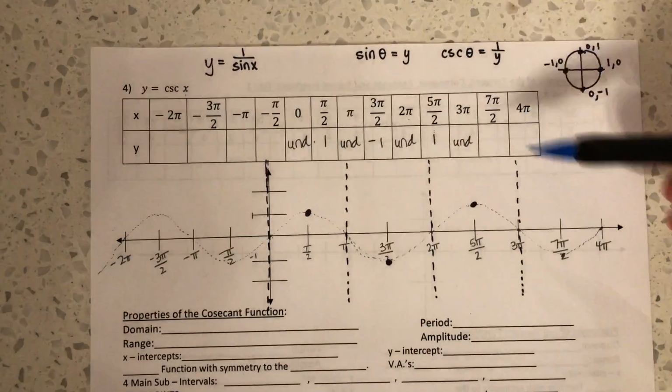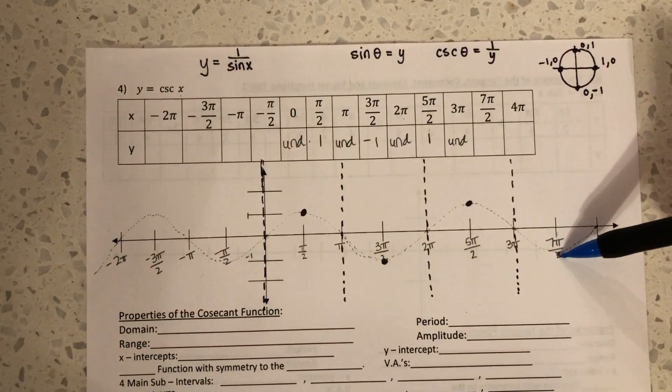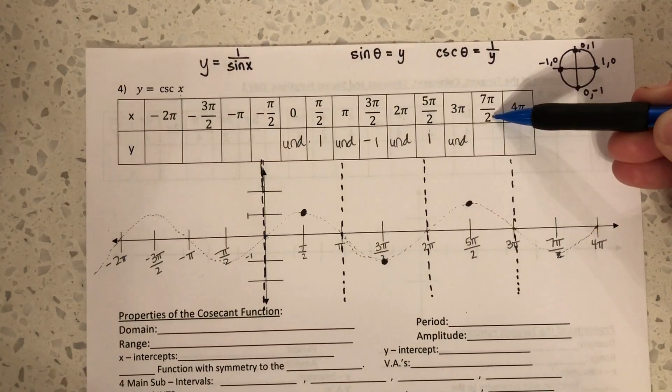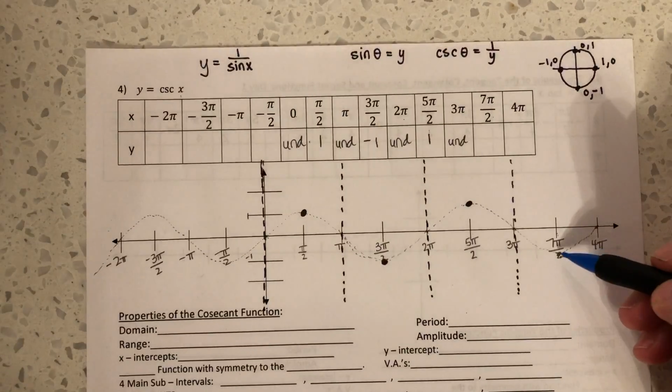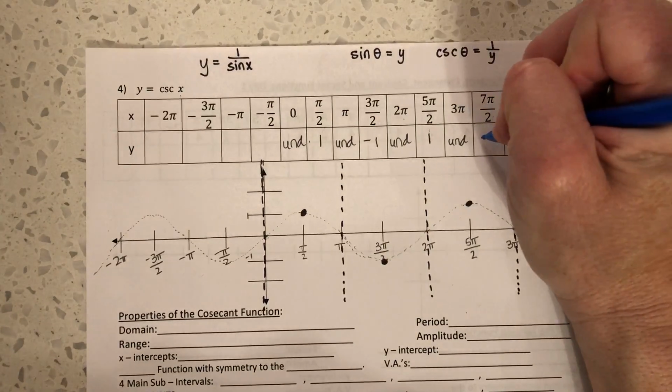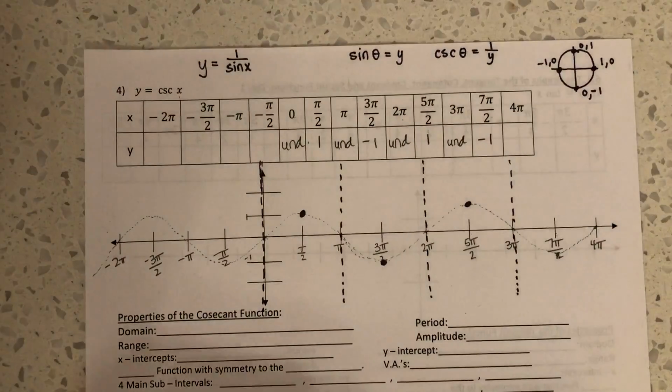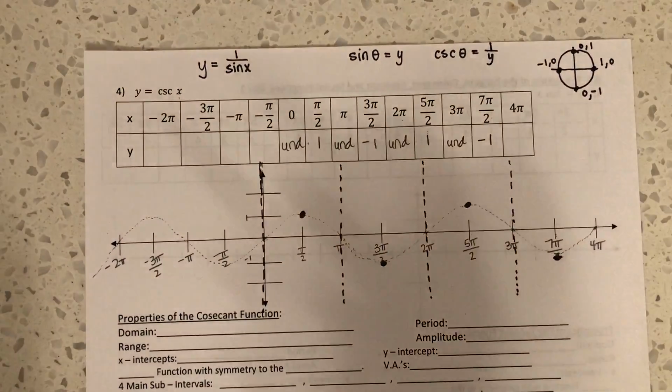All right, when 7 pi over 2 went into the sine function, -1 came out. So when 7 pi over 2 goes into the cosecant, the reciprocal of -1 comes out, which is -1. So this will be a point that is on the cosecant graph.